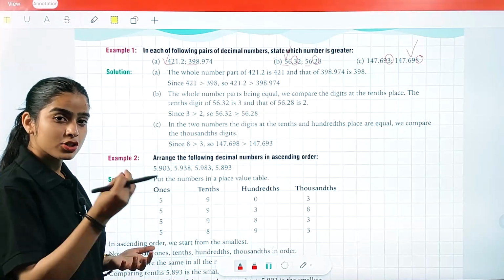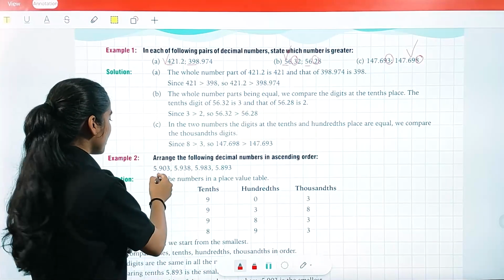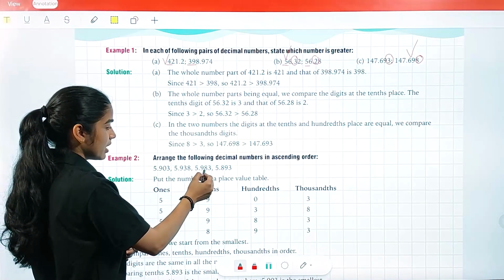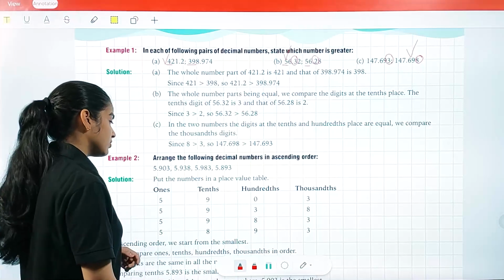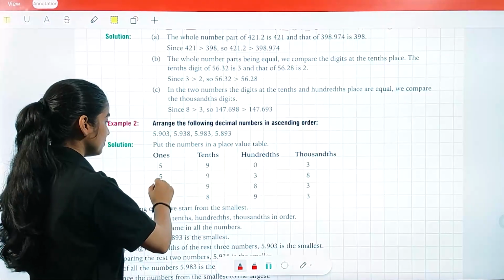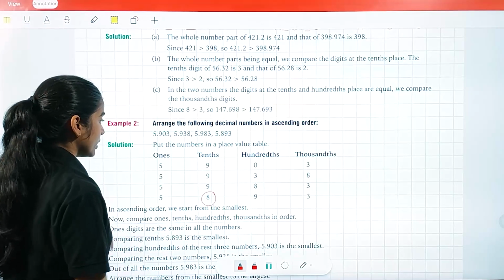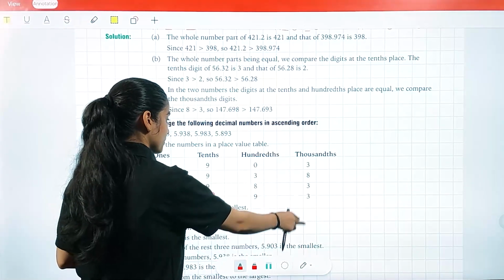Arrange the following decimal numbers in ascending order. Ascending order means smaller to bigger. So 5.903, 5.938, 5.93983 and 5.893. First we have to compare: ones digit same, tenth digit, 8 is different. So this would be 1. After the hundredth digit, we have to compare the thousandth digit.